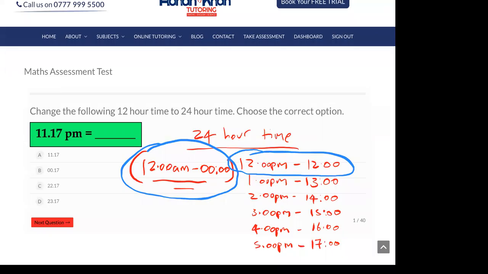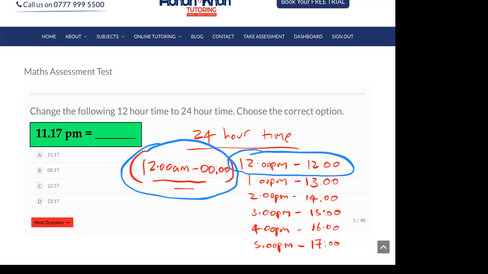4 p.m. is equivalent to 1600 hours. 5 p.m. is equivalent to 1700 hours. 6 p.m. will then be 1800 hours. 7 p.m. will be 1900 hours. 8 p.m. will be 2000 hours, so 20.00.